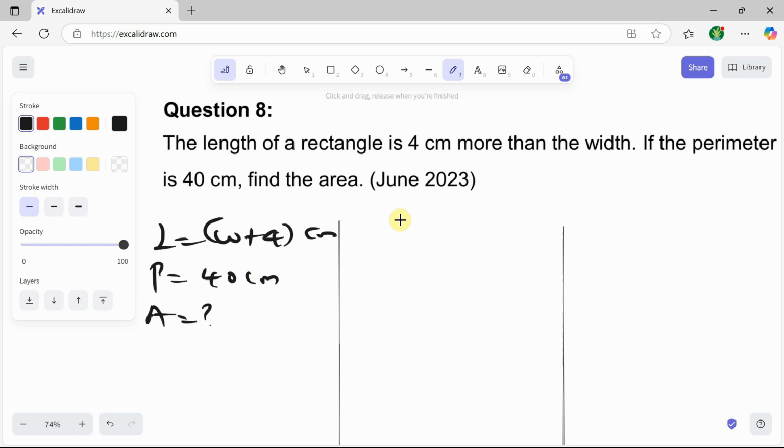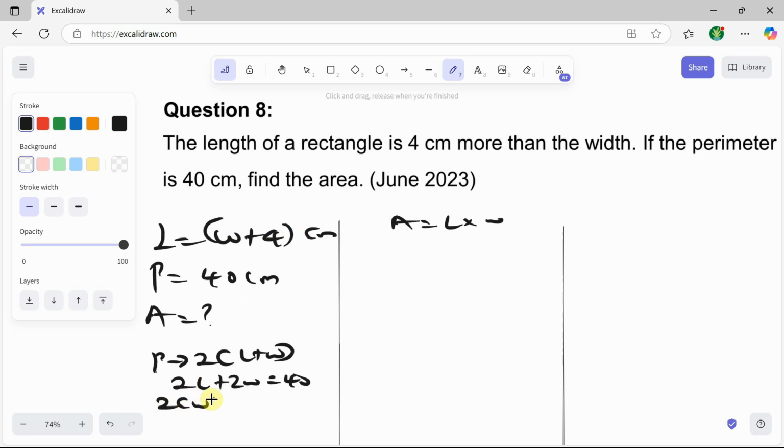Great. We know that the area is the length times the width. We also know that the perimeter is what? 2 open brackets L plus W. So our 2L plus 2W is equal to 40. We're told that the L is W plus 4. So that will be 2 open brackets W plus 4 plus 2W is equal to 40. That will be 2W plus 8 plus 2W is equal to 40.